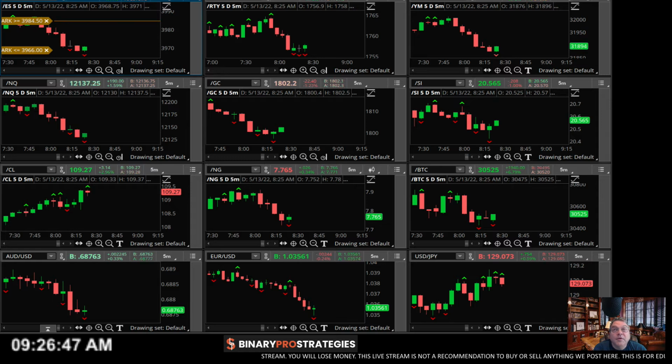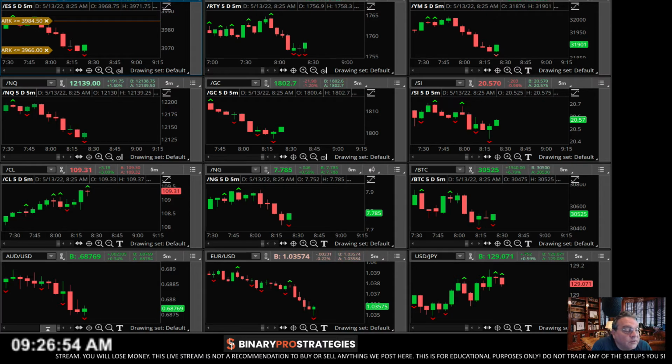Possible double buy coming up on the US yen. Going to watch that. If we get these two carrots together, that is going to be a nice little buy for the US yen. We'll keep an eye on that.